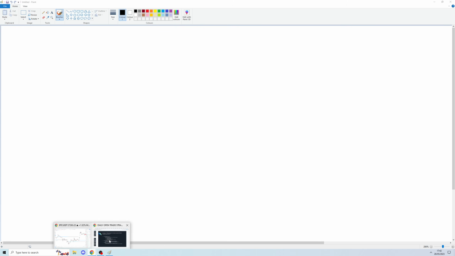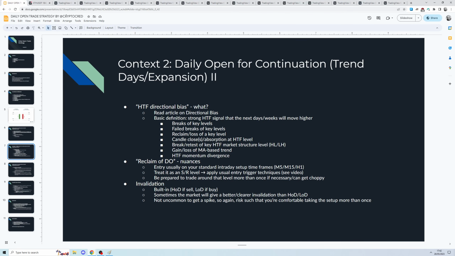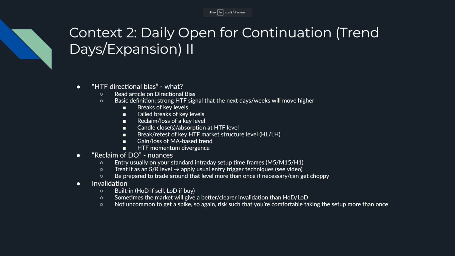Let's get into the nitty-gritty. And again, tons of chart examples coming your way. First, a bit more theory. Bear with me. What does it mean to have a high time frame directional bias? Again, I don't mind if you just remove the high time frame part and talk about directional bias in general. I will say read the article on Medium about directional bias. It'll be in the description.